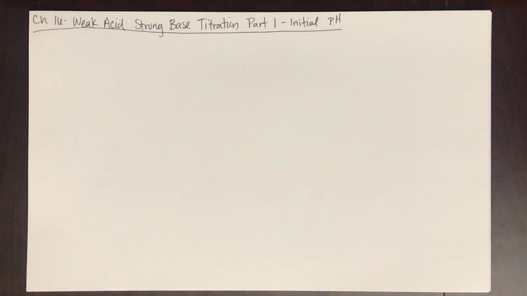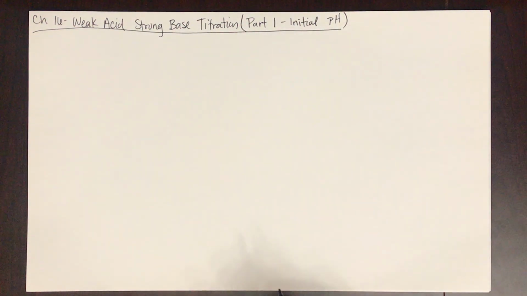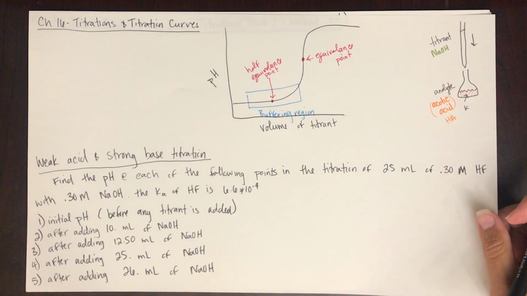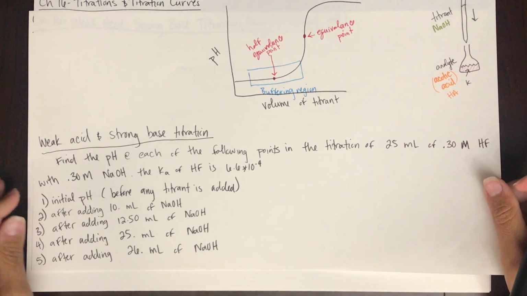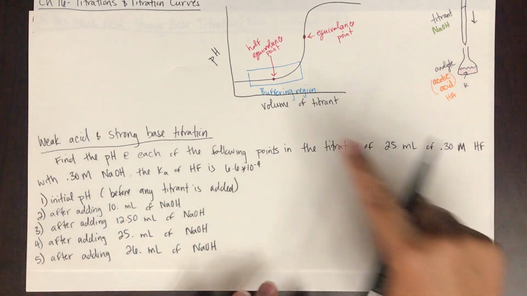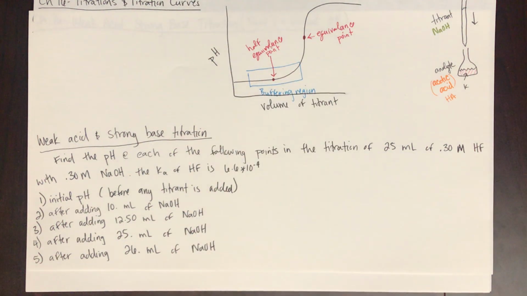Okay, we are going to start this 5-step problem solving for the pH of a weak acid, strong base titration. So this is part 1 of 5 parts. In the previous video, I explained what titrations and titration curves were, and I laid out this problem where we are going to solve for the pH at each of these 5 points, and then we're going to make a titration curve by plotting these 5 points on a graph.